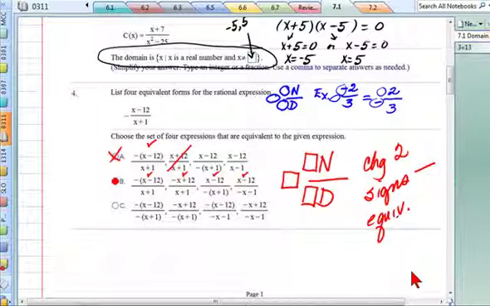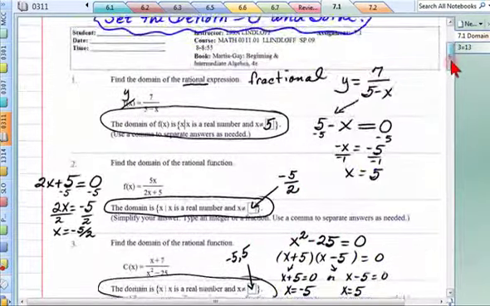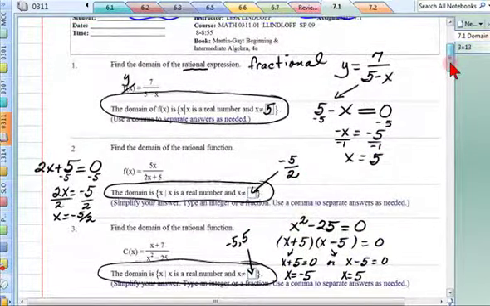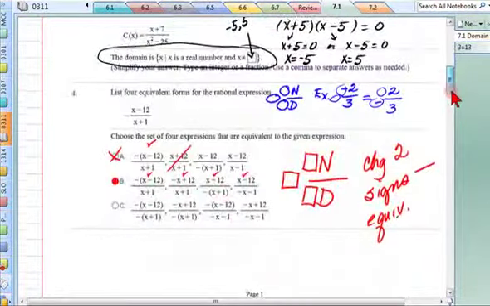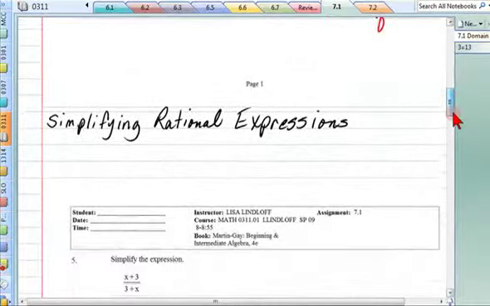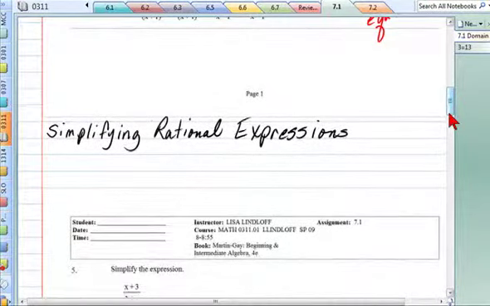Let's go on. So there are 3 questions that start out asking you about domain. How do you find the domain of a rational function? Set the denominator equal to 0 and solve, and that's what you can't let x equal. X cannot equal the answers. All right, then there's that one question about signs. And now we're going to spend our time simplifying rational expressions.